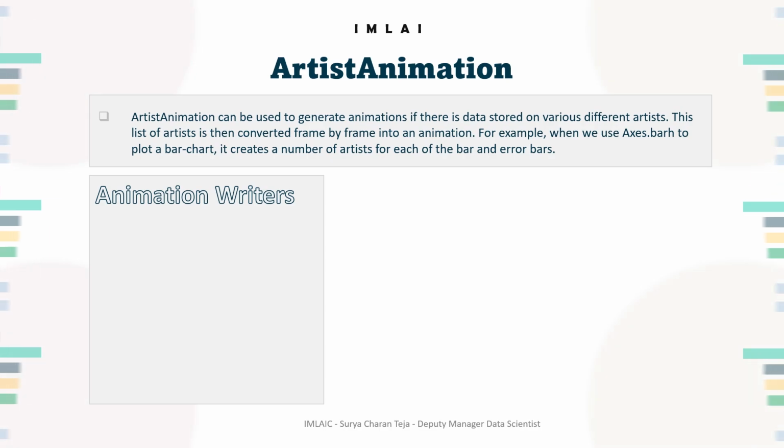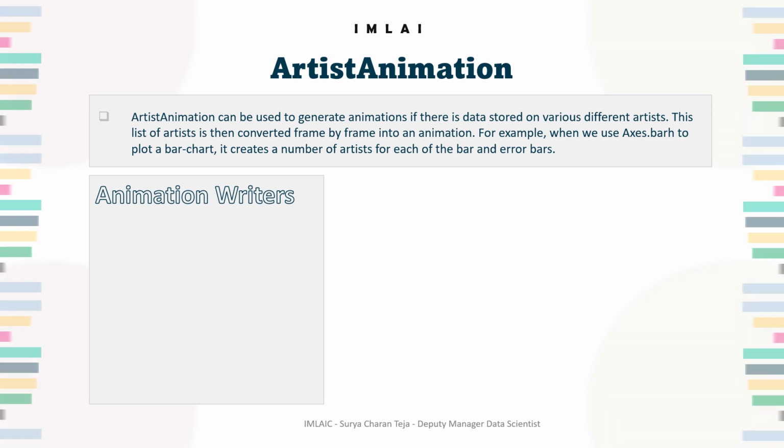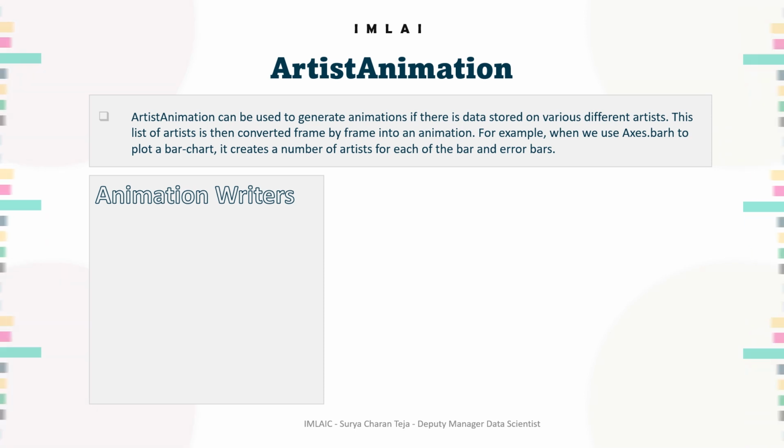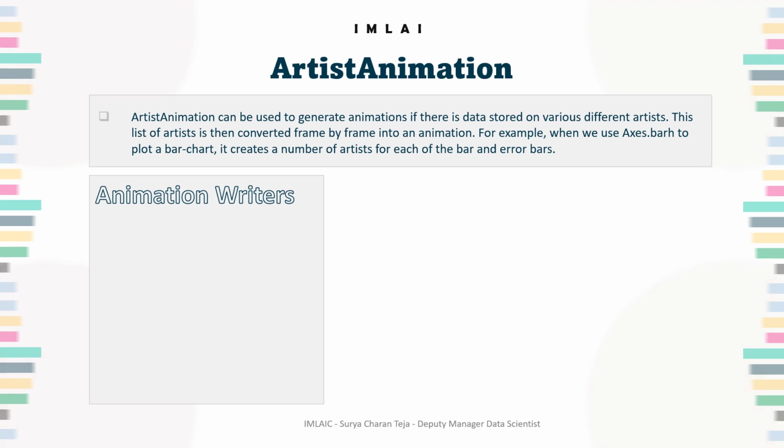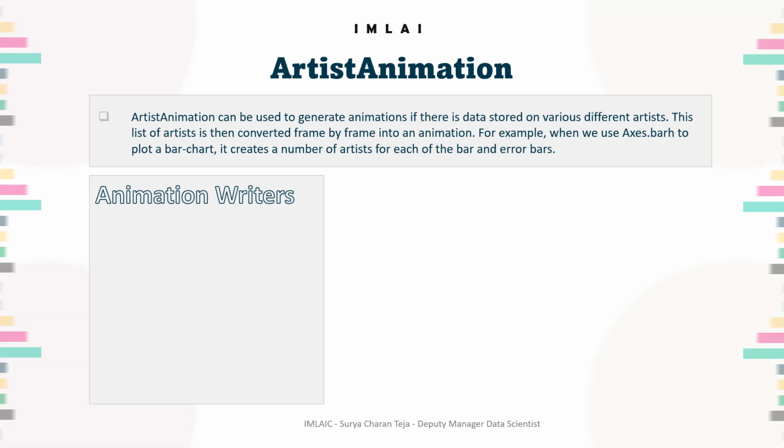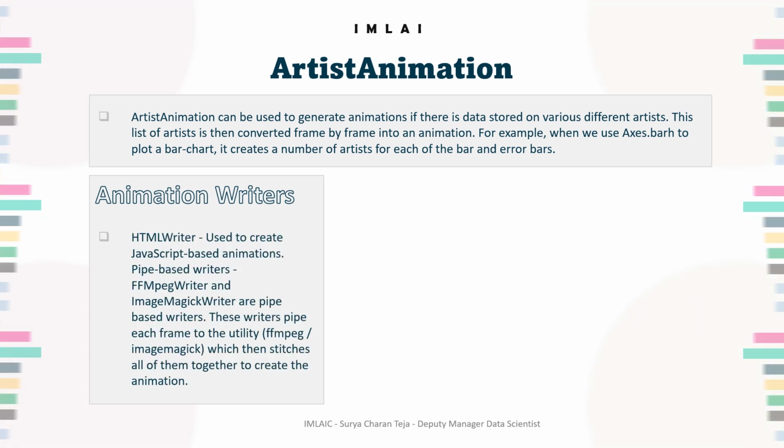Now let's look into some concepts from the artist animation before we wrap up. That's animation writers. So what are animation writers? Animation objects can be saved to disk using various multimedia writers. For example, you can use Pillow or FFmpeg or ImageMagick. Not all video formats are supported by all writers. So there are four major types of writers.